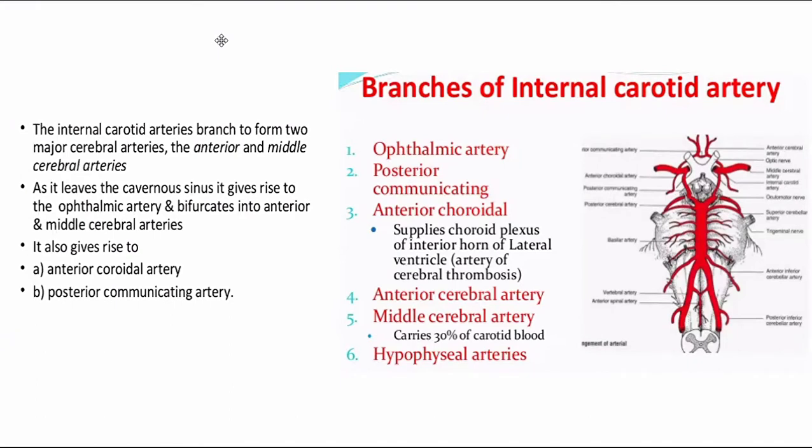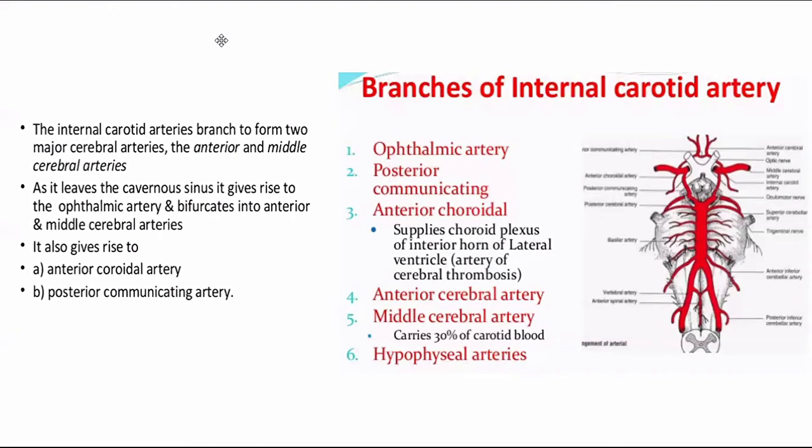Other branches include the anterior choroidal and the posterior communicating artery, and a smaller branch named the hypophyseal artery, which supplies the pituitary. Now, the anterior choroidal supplies the choroid plexus of the inferior horn of the lateral ventricle. You already had your lecture before on CSF production and CSF flow. Your choroid plexus is the one that produces CSF. So your anterior choroidal from your ICA supplies blood to your choroid plexus in this area.